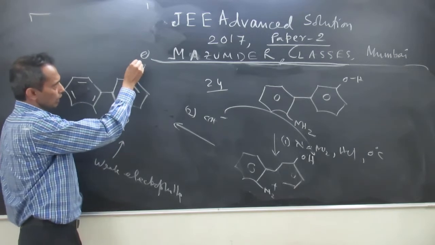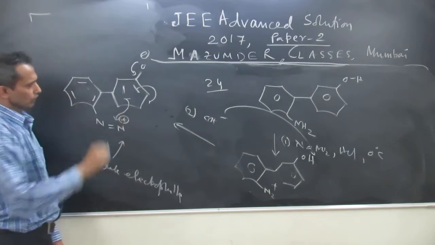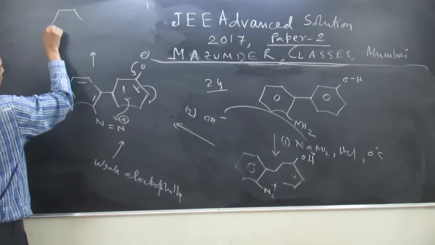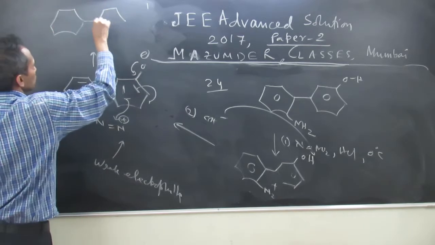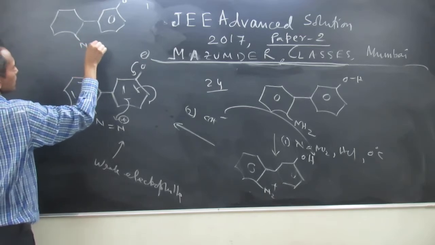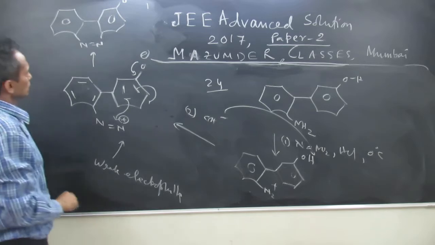So obviously, since it is an ortho-para directing group, and very much a para directing group, you will get the coupling, CN coupling. The product will be this and this. It will be like this: O minus, N double bond N. It is like this, and over here it will be like this. So that is the answer.